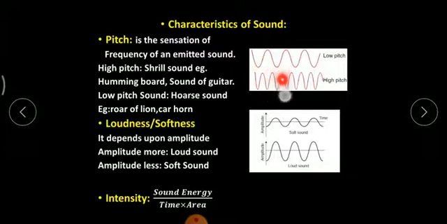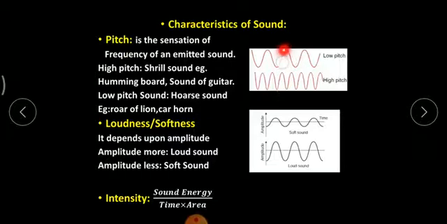whereas for a high pitch sound, the waves are very compact. Here the waves are very far apart from the other wave, whereas over here the waves are very compact. So the compact waves over here are a high pitch sound. So how do we relate high pitch and low pitch sound to normal day-to-day applications? How do we find pitch? It is simply the number of waves per unit time.